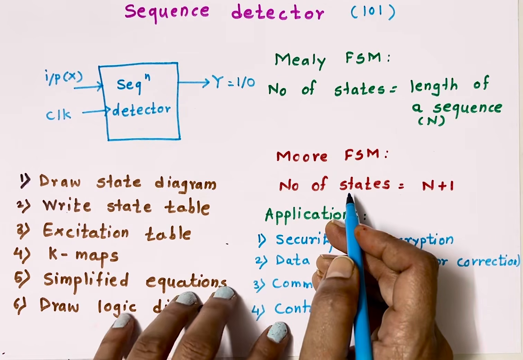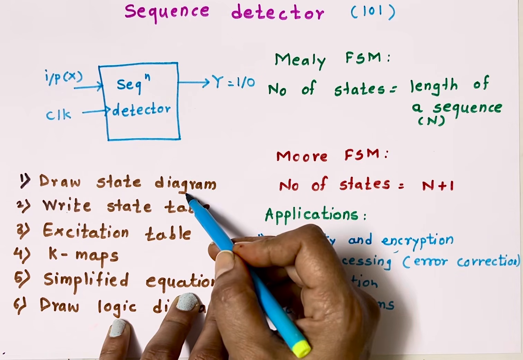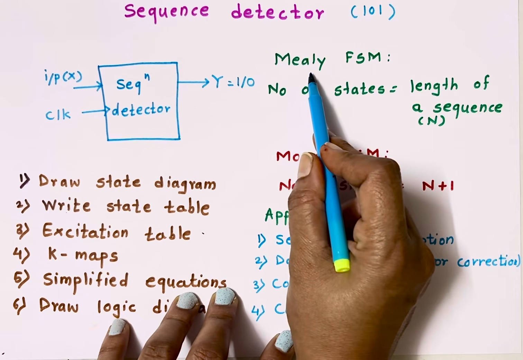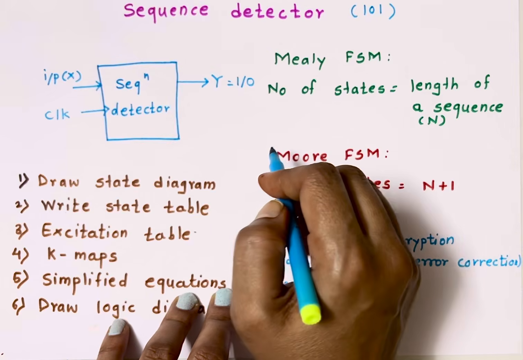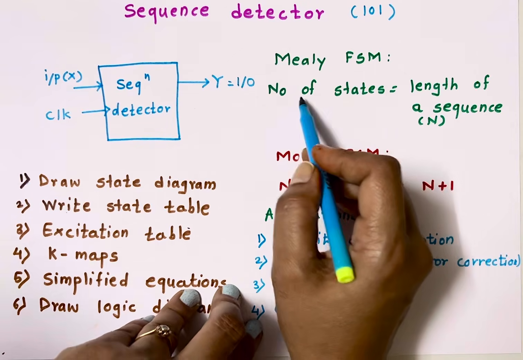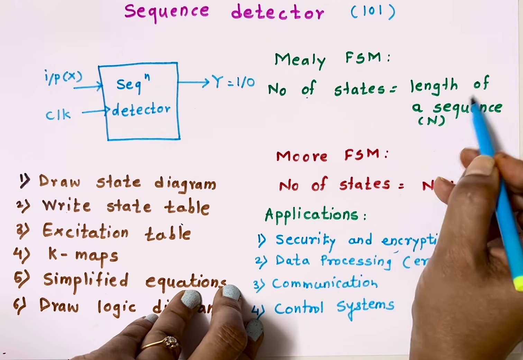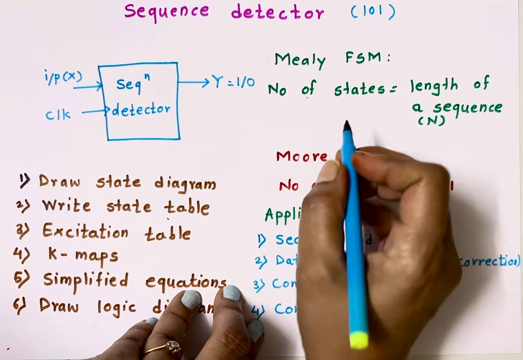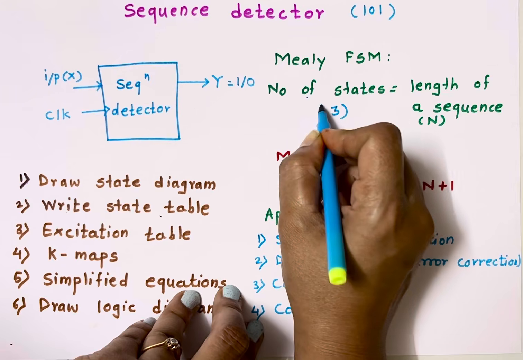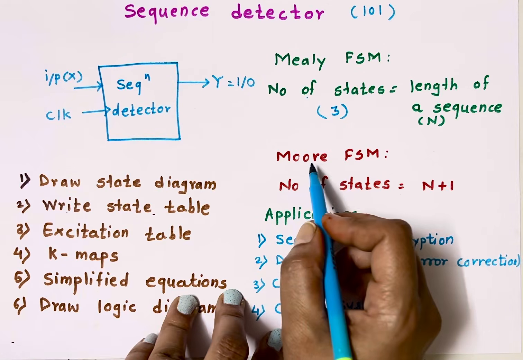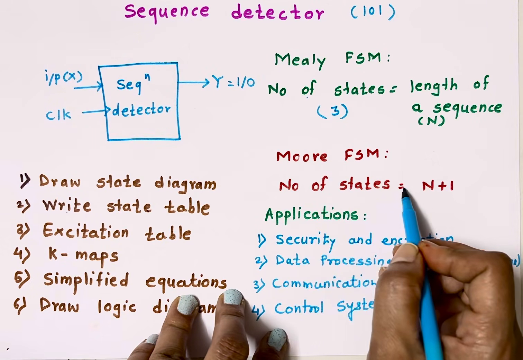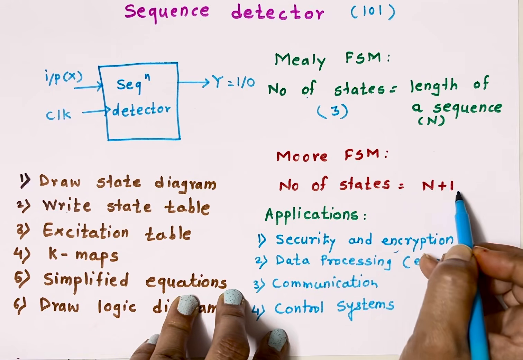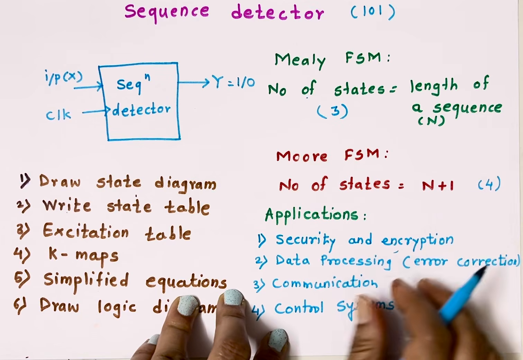The first thing is to identify how many states are required to design the sequence detector. In Mealy FSM, where output depends on the present state as well as the present input, the number of states is equal to the length of the sequence. Here the sequence is 1, 0, 1, which has 3 bits, so the number of states is 3 in the case of Mealy FSM. Whereas in the case of Moore FSM, the number of states is equal to n plus 1, that is, the length of the sequence plus 1. So here we need 4 states.